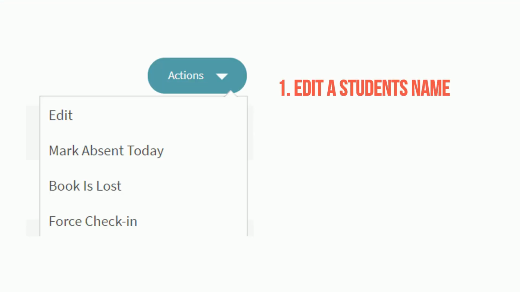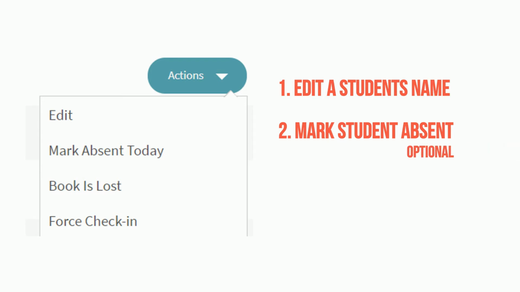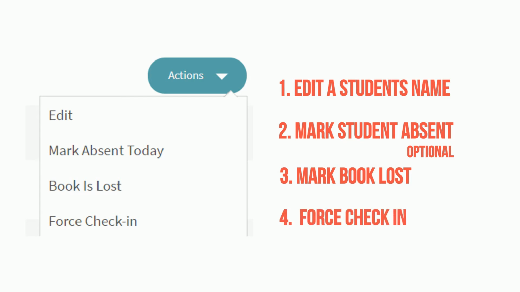First, edit a student's name. Second, mark a student absent. This is an optional feature that some teachers like to use to keep their participation percentages accurate. Third, mark a student's book as lost. Marking a book as lost will update the student's status in our software and allow them to start checking out books again. And finally, force check in a student.